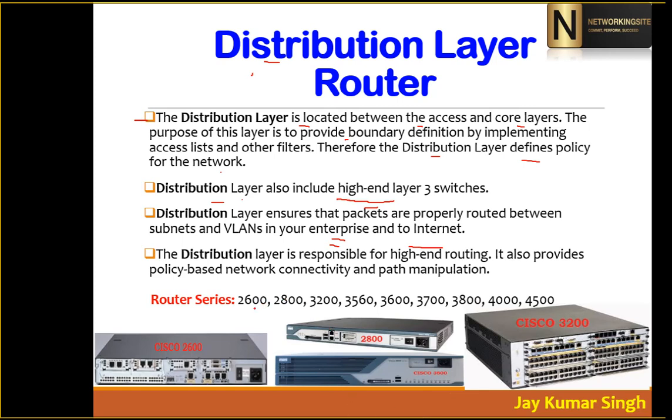And these are some devices like the 2600 and 2800. Nowadays companies are using from the 3700 onwards. These older ones they are not using now, they are all old. The 3700, 3800, and even some are using the 4000 and 4500 as distribution layer routers.